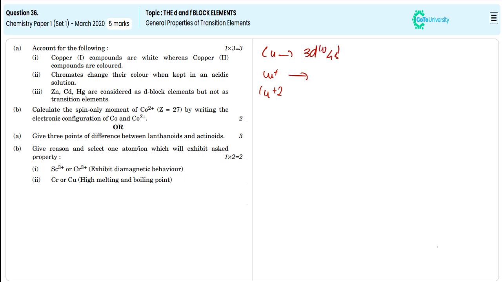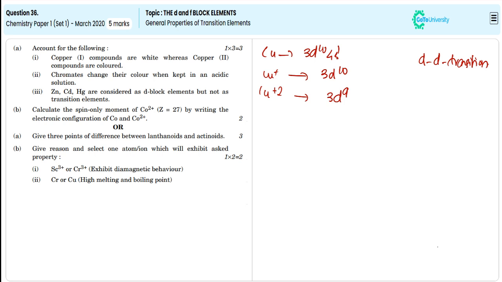Now I am moving to the Cu+ ion. The electronic configuration will be 3d10, and the Cu2+ ion has electronic configuration 3d9. Now the color of the d block elements or these transition elements is due to the process called d-d transition. It means the d electrons from the ground level will excite into the higher level. That's why they are colored.